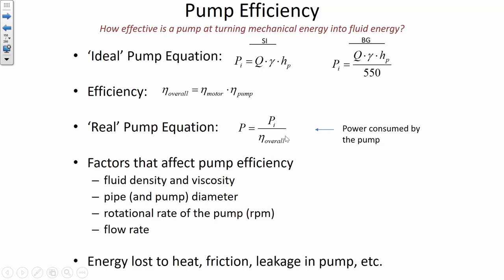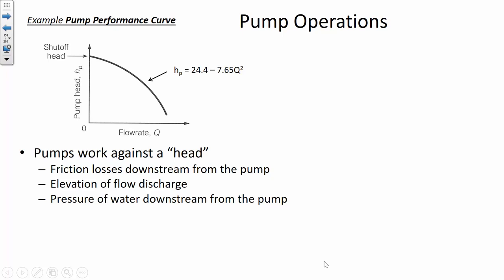And the reason why we have efficiency factor is that there isn't 100% conversion between the electricity and the energy that gets into the water. There's energy losses having to do with the pump and the motor both heating up. So there are heat losses, friction inside the pump. The pump may not be perfectly sealed, and so there are losses there as well. Turbulence inside the pump.